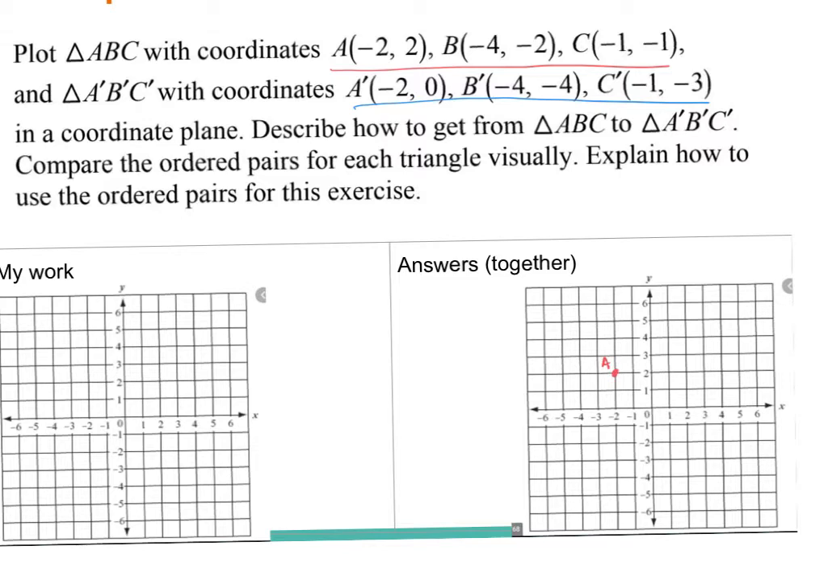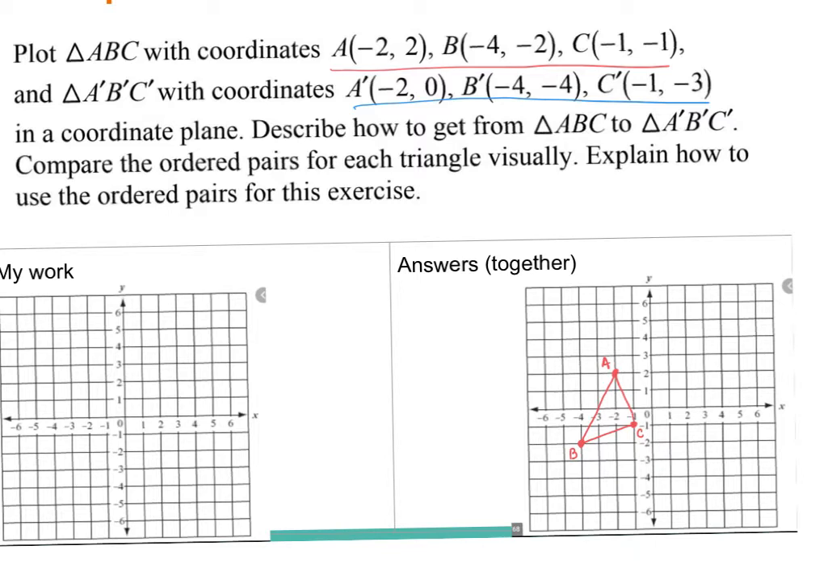B is going to be at -4, -2. That's down here. That's B. And then C is at -1, 1. That's right here. That'll be C. So this is a triangle, so we're just going to connect all three of these.